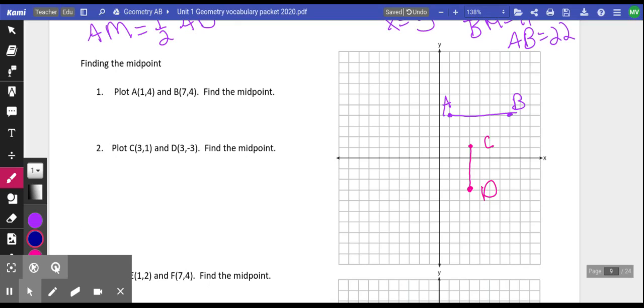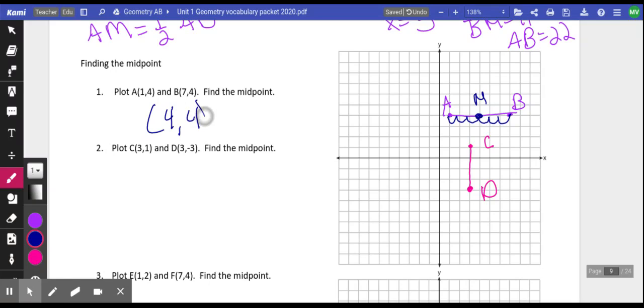Okay, so I plotted AB, and I want to find the midpoint. Midpoint means the middle. So what I can do is I can count this and find out that AB is 6, so the middle is 3. So I start on A and I count over 3: 1, 2, 3. And if I go from B backwards, the midpoint there is really 4, 4.